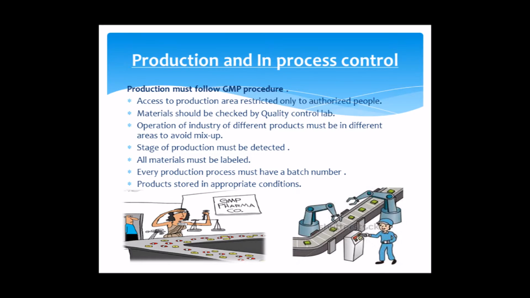Production and in-process control. Production must follow GMP procedure. Access to the production area is restricted only to authorized people. Material should be checked by the quality control lab. Operations on dust or different products must be in different areas to avoid mix-up. Stages of production must be detected. Materials must be labeled. Production must have a batch number and products stored in appropriate conditions.